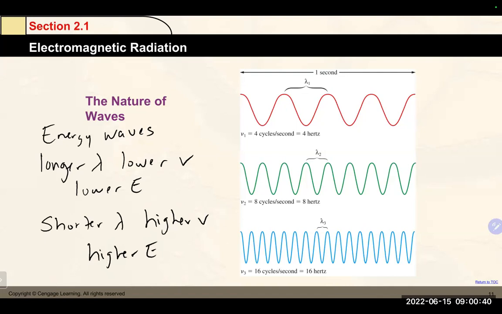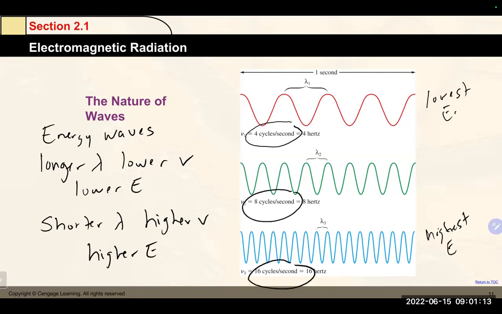So if we look at these three colors here, we would say that red is the lowest in energy of these, because it has the longer wavelength, while blue would have the highest energy, as it has a much shorter wavelength. As you can see there, it has a higher frequency and a lot more energy associated with it. And we see that by our hertz. This one has 4 cycles per second, this one has 8, this one has 16. So it's moving a lot faster, with a lot more repetition of that wave happening.